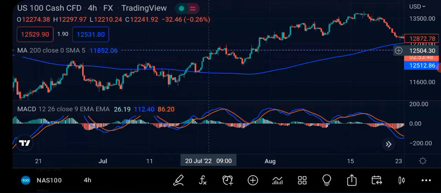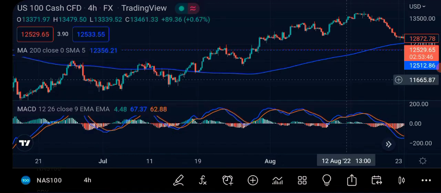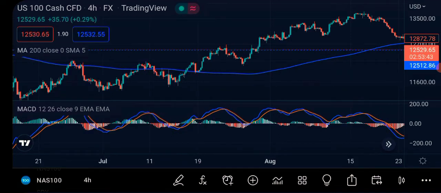Okay, how to identify or determine your take profits and stop losses.